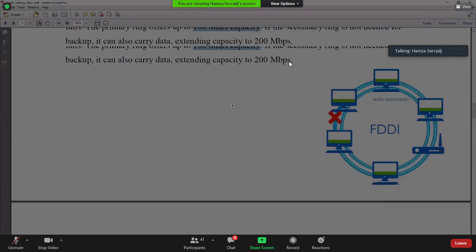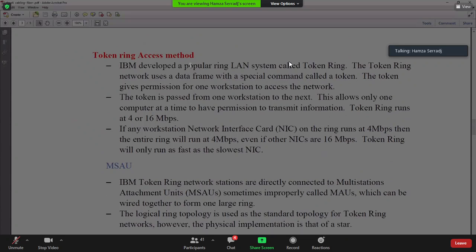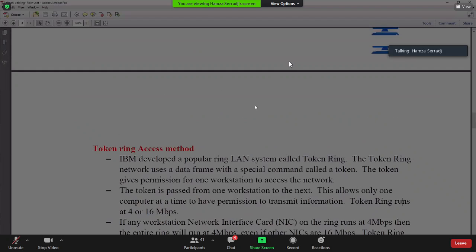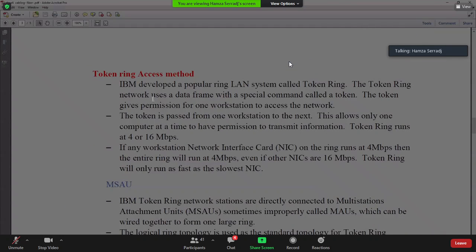Token ring access method, or this token passing. IBM developed a popular ring LAN system called token ring at the time when we were using electricity. So this is not about FDDI, but it's still the same access method concept that we are using with light. The token ring network uses a data frame with a special command called a token. So it's a frame. What is this token? It's a data frame, but not the same as Ethernet. It's going to have a header and different information inside.